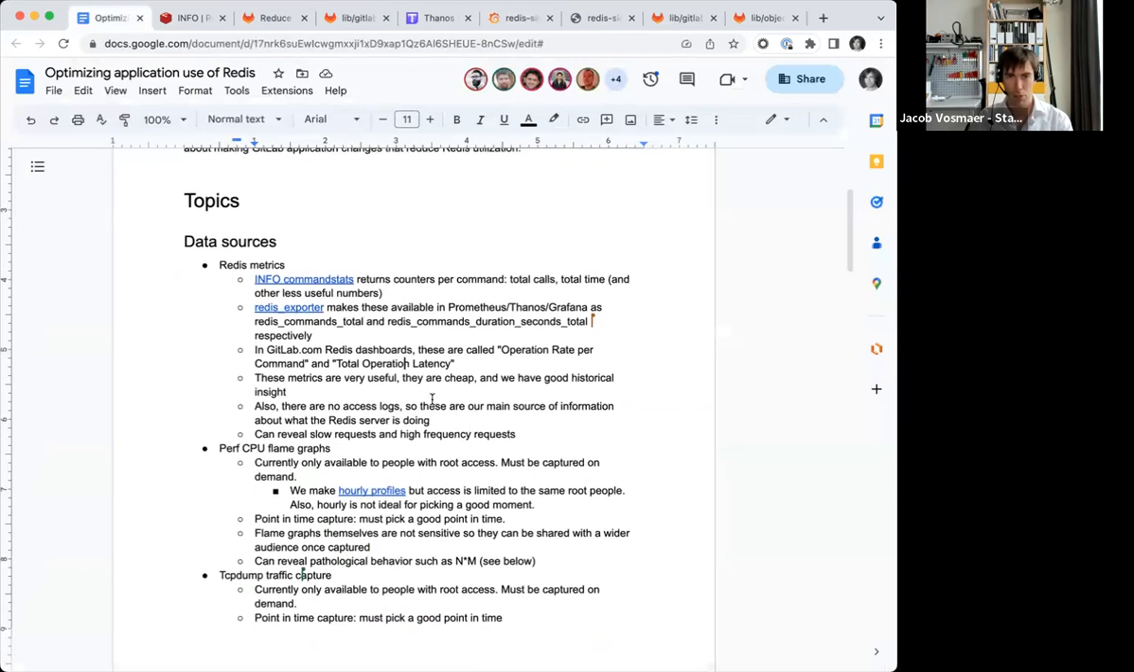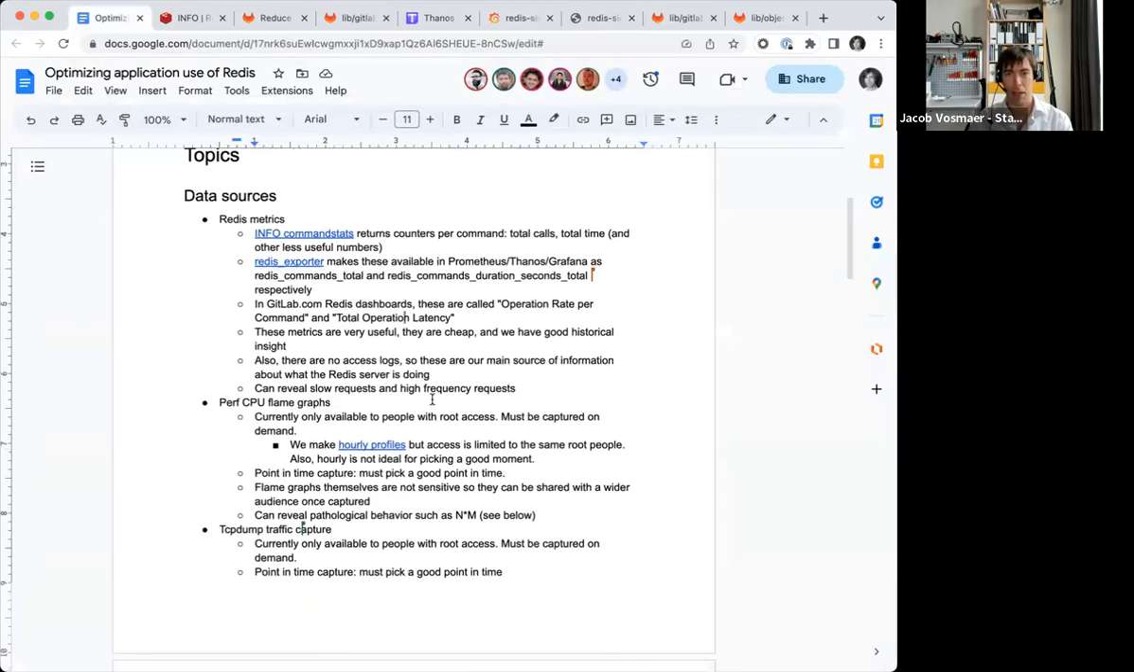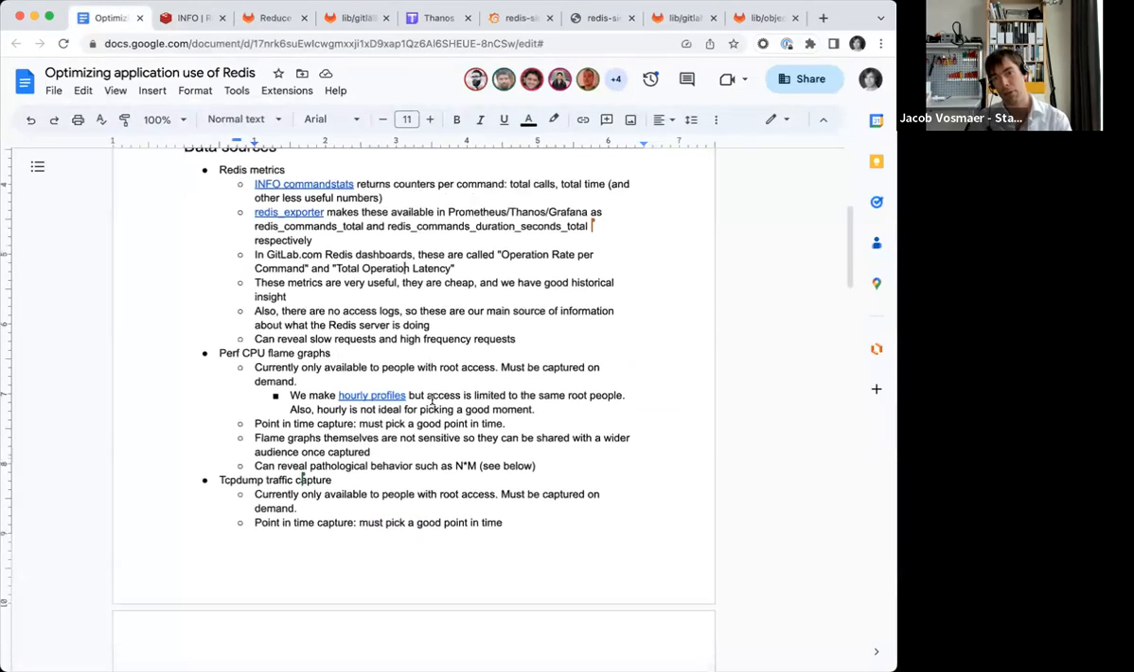Okay, so those were my points about those metrics. The next thing you can do is to look at flame graphs. This is really useful, but it gets more complicated because you need to run a command as root to capture a flame graph. And we have a setup that does that once every hour, but not a lot of people can get to the output from that script.